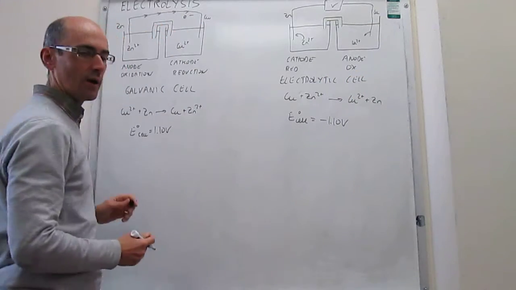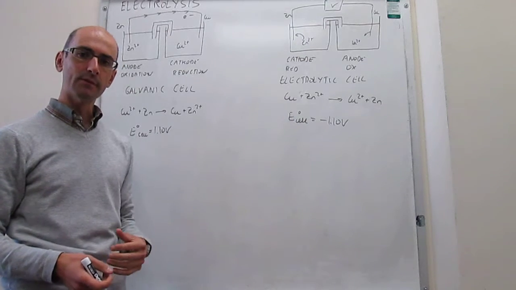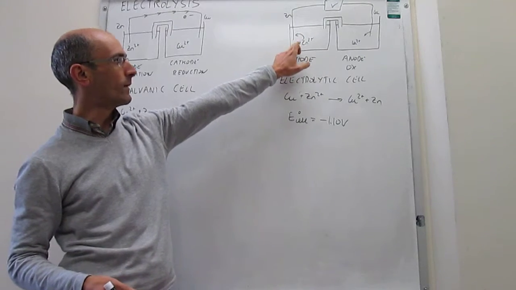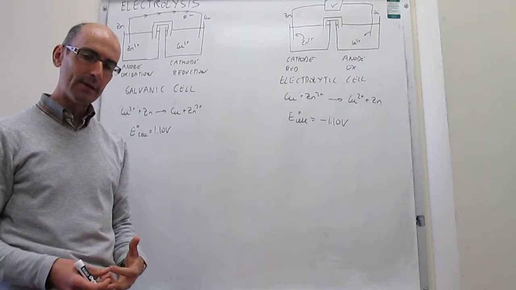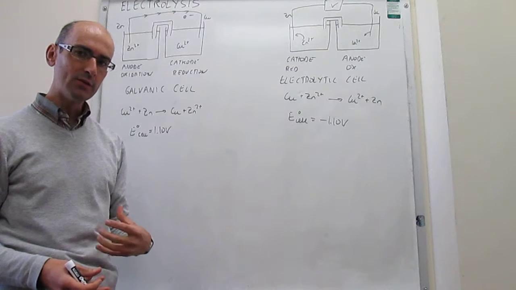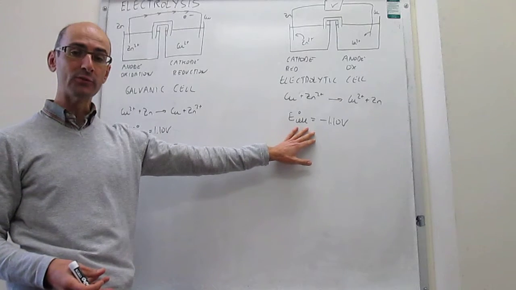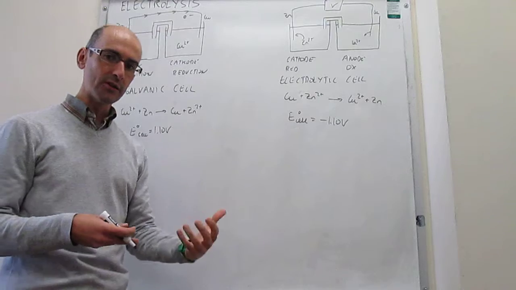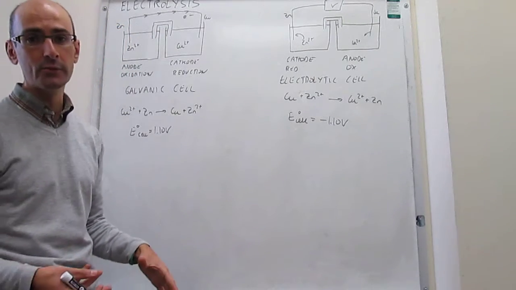Now the question is, how can we make the reaction happen if the cell potential, with the concentration of ions at 1 molar, is negative? Well, you can still make this happen, but you need to do some external work. So this will be a non-spontaneous process, but you can make it spontaneous if externally you add enough work to reverse the process. That is exactly what we do here.